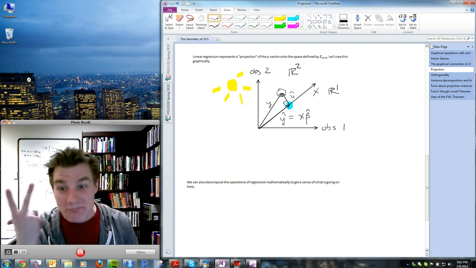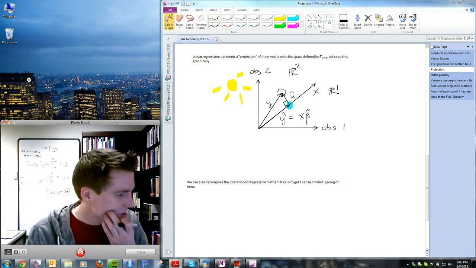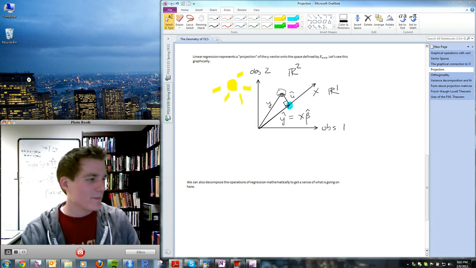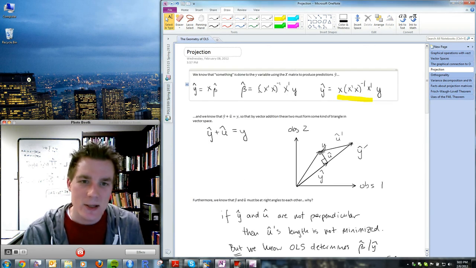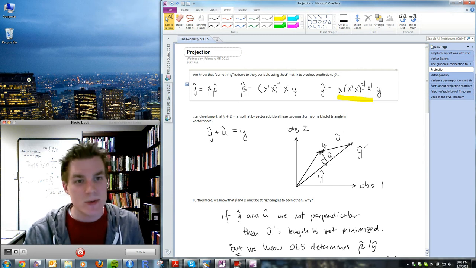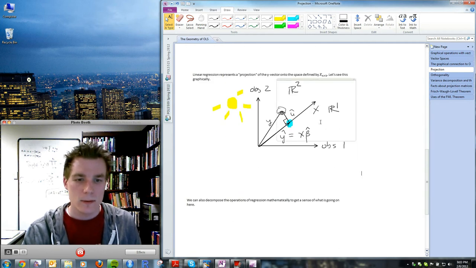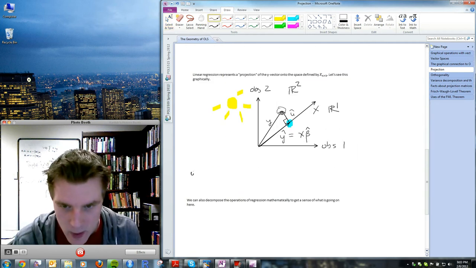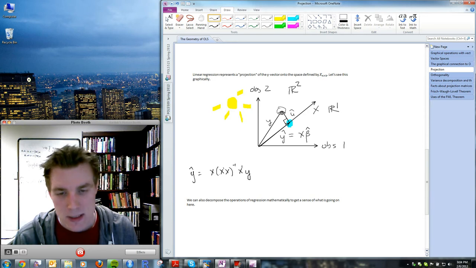So that's what that is. It might also be helpful to see this kind of mathematically. As I mentioned before, here's y hat, here's beta hat, and y hat equals x quantity x transpose x inverse x transpose y, right? So y hat equals x transpose x inverse x transpose y.